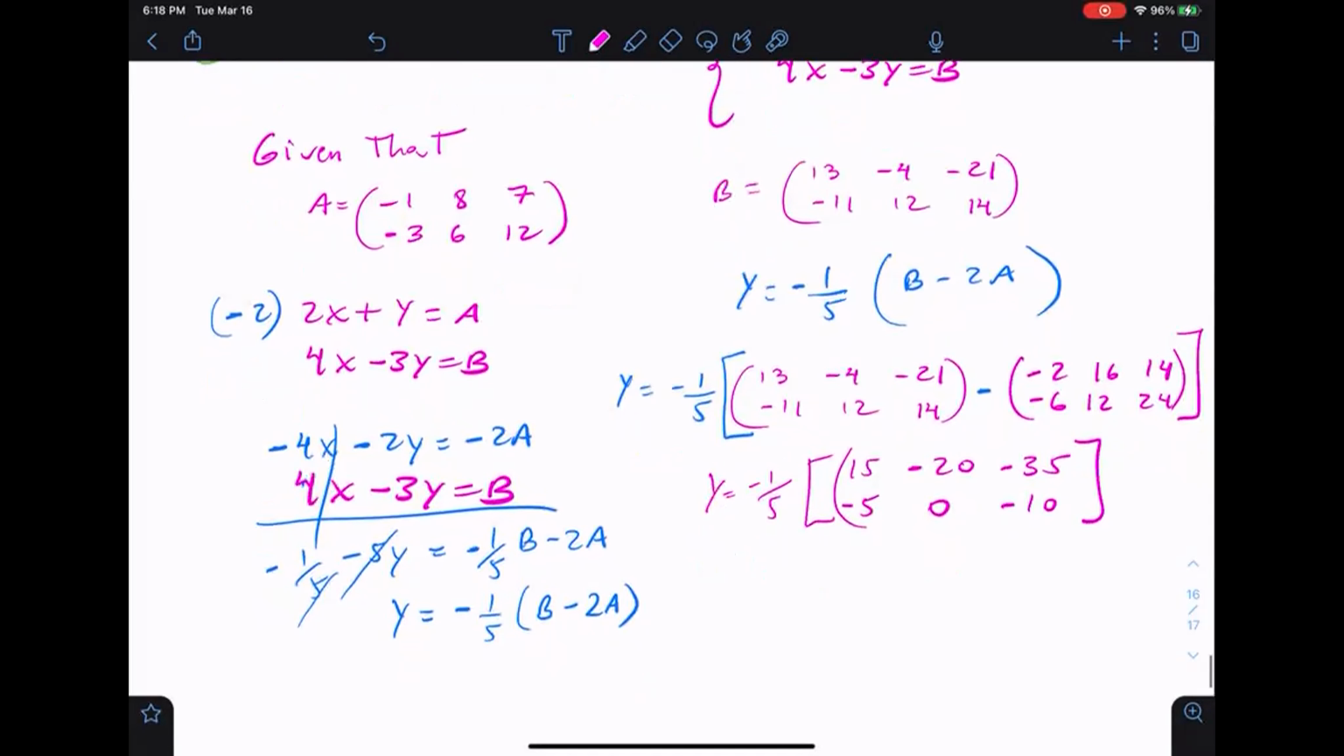Now you need to distribute this thing, right? So y equals, this is going to be -3, then this is going to be 4, then this is going to be 7, then this is going to be 1, this is going to be 0, this is going to be 2. Right? So that's the value of y.